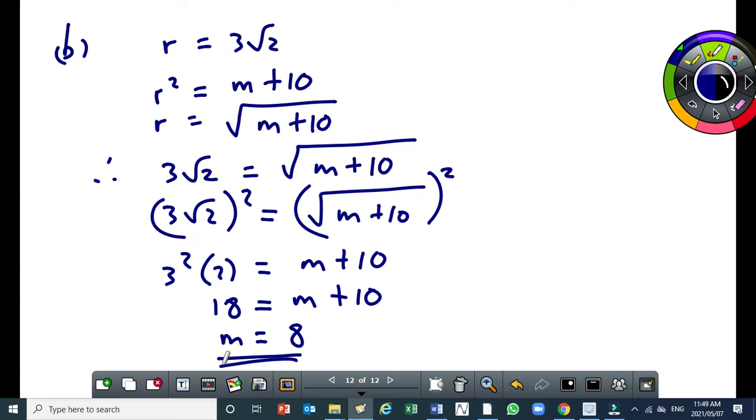And if you want to test if the answer is right, you add this 8 plus this 10 here, you get 18. What's the square root of 18? Check with your calculator. It must give you the radius, 3 root 2, which is the radius that you have at the top.